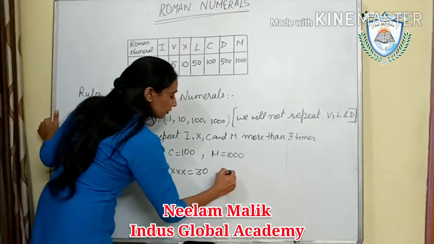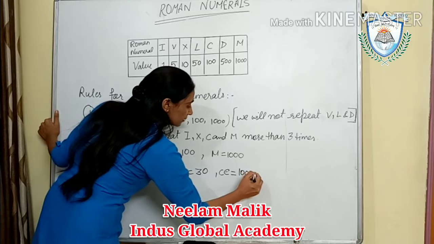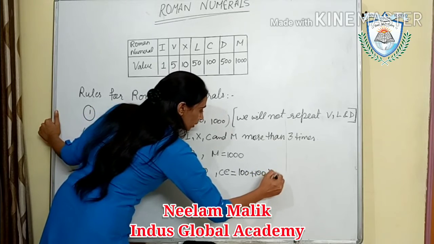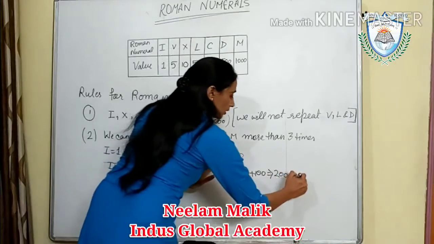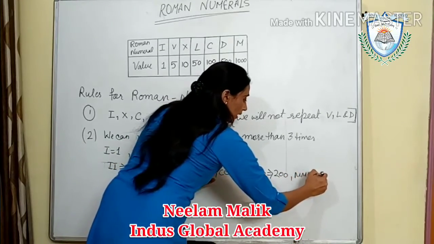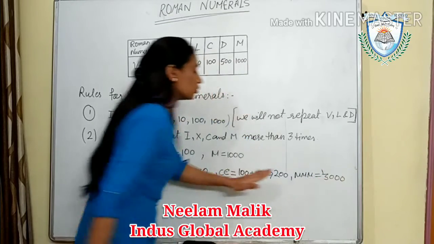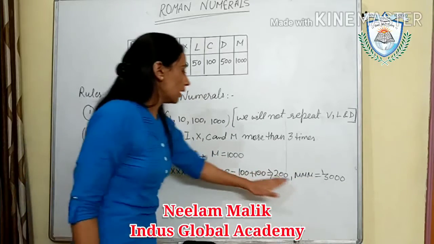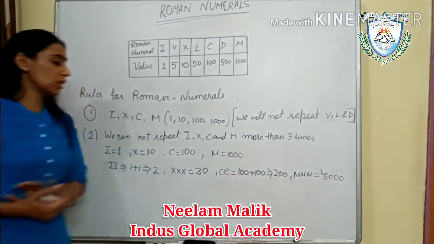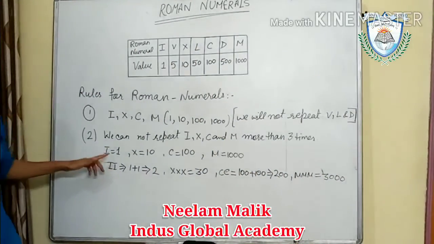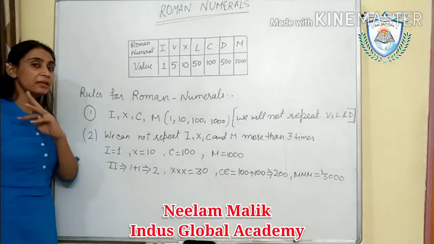Similarly with C, if you write C 2 times, that means 100 plus 100, that will be 200. And if you are talking about M, we can write M also 3 times, so it will be 3000. Why? Because 1 M means 1000, and I am writing it 3 times: 1000 plus 1000 plus 1000, that will be 3000. So we can write these letters single, double and triple.